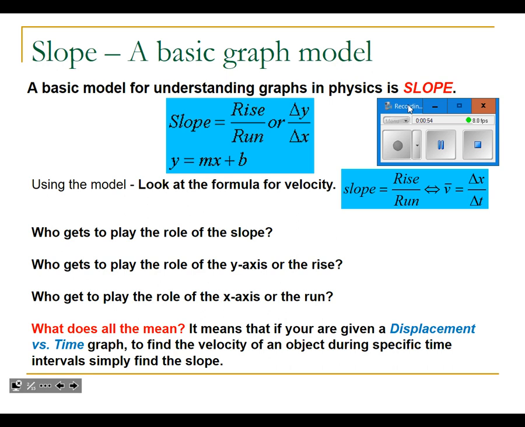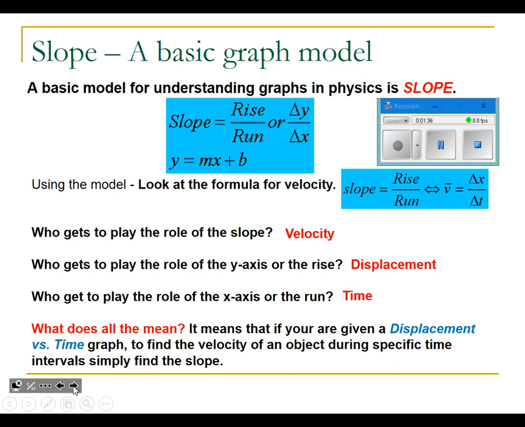So using that model and looking at the formula for velocity, which is not on your formula chart, by the way, the basic formula for velocity is displacement divided by time, or change in x over change in t. That is the formula for velocity. So who gets to play the role of slope if I'm using that formula? Velocity does. Who gets to play the role of the y-axis or the rise? The displacement does. And then who gets to play the role of the x-axis or the run? The time does. So what does that really mean?